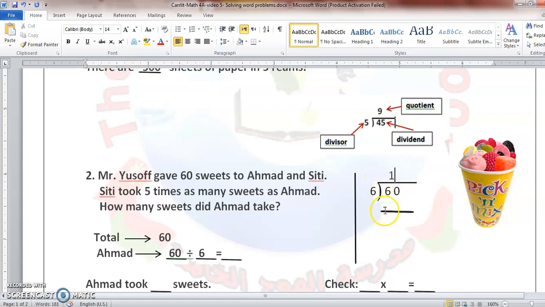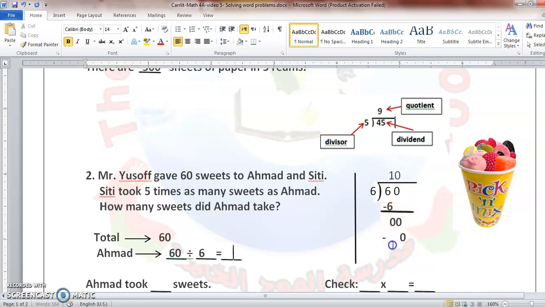Because 1 times 6, the answer is 6. 6 minus 6 is 0. Okay, bring down 0. 0 divided by 6, the answer is 0. Because 0 times 6, the answer here is 0.